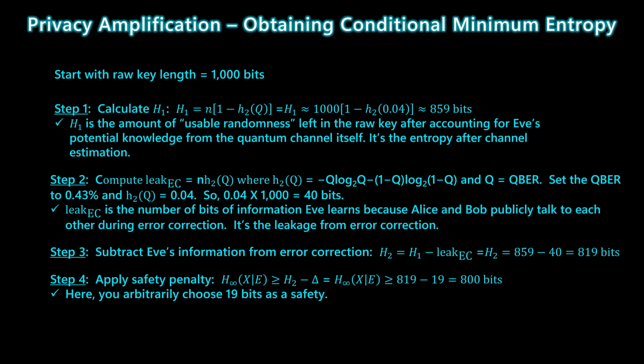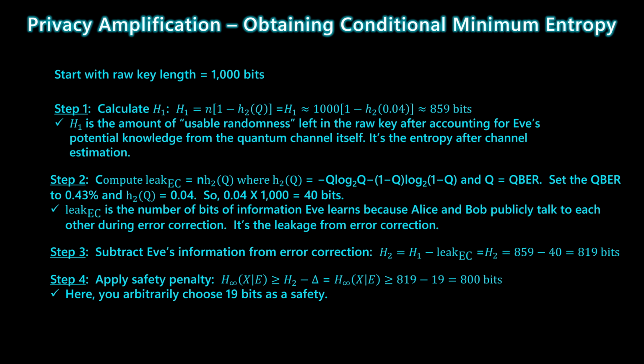In order to understand where the 800 bits of conditional minimum entropy come from, we walk through the same steps that a real quantum key distribution system performs whenever it estimates Eve's remaining information. We begin with a raw key that contains 1,000 bits. This is simply the number of bits that Alice and Bob share before any security processing takes place.